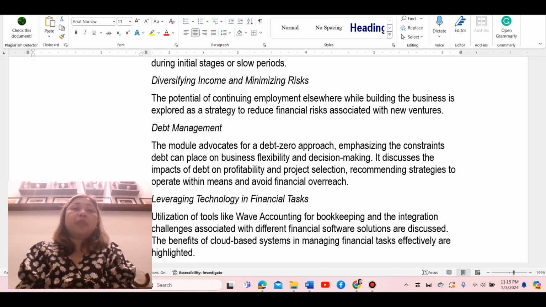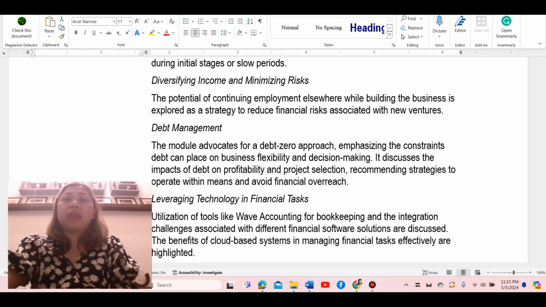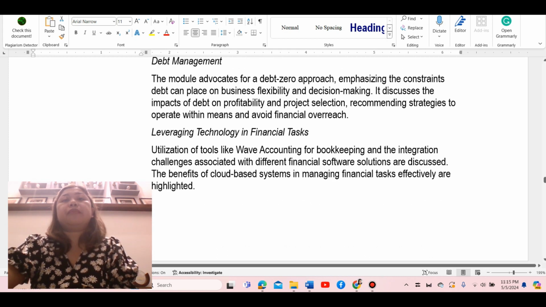And next would be debt management. The module advocates for a zero debt approach, emphasizing the constraints debt can place on business flexibility and decision making. It discusses the impact of debt on profitability and project selection, recommending strategies to operate within means and avoid financial overreach.